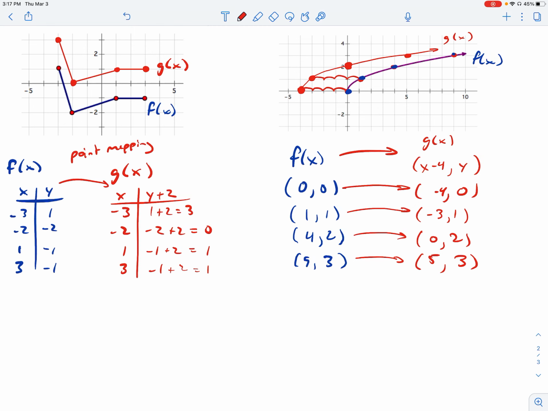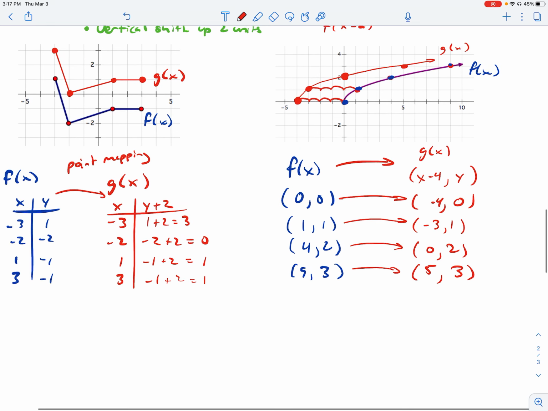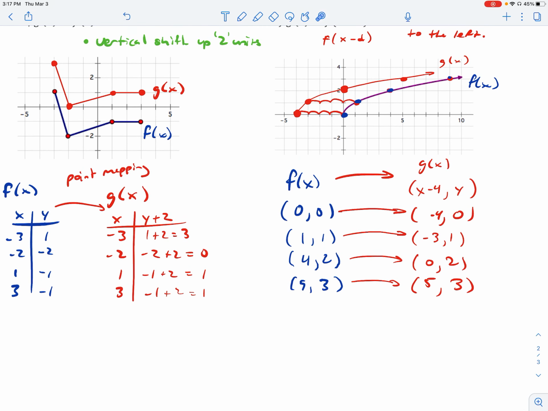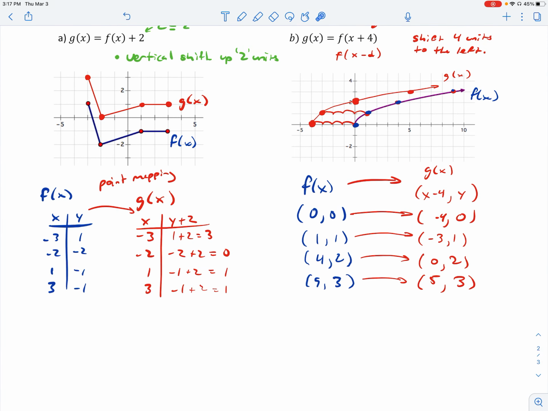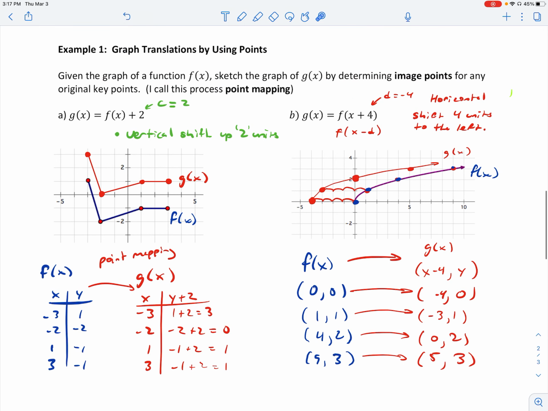I noticed those points really do line up with the function that we plotted. So 5, 3, that's this guy right here. 0, 2, that's this one here. Negative 3, 1, that's this one here. And negative 4, 0, that's that one there. So that's how the horizontal and vertical translations work.